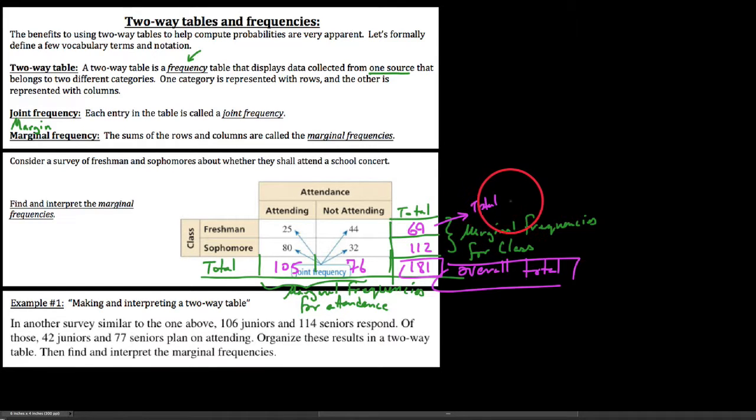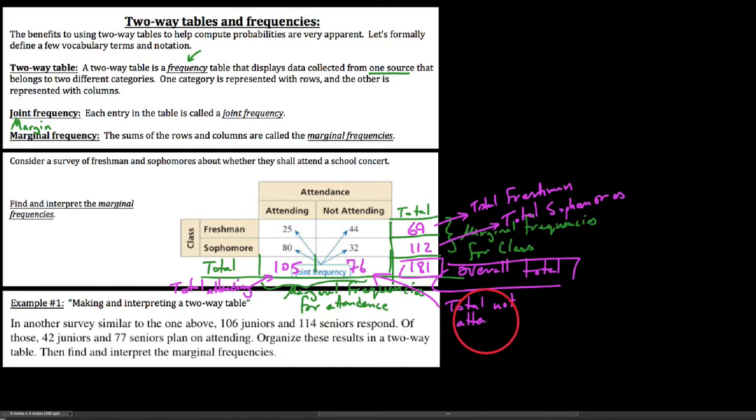So we have total freshmen. Our marginal frequency for this row would be the total sophomores. Looking down here, interpreting this marginal frequency, this would be the total attending. And of course, if we look at the sum of this column here, this marginal frequency, this would be the total not attending. So when we look at marginal frequencies and joint frequencies, joint frequencies just say what the entry is. Marginal frequencies tell us totals.